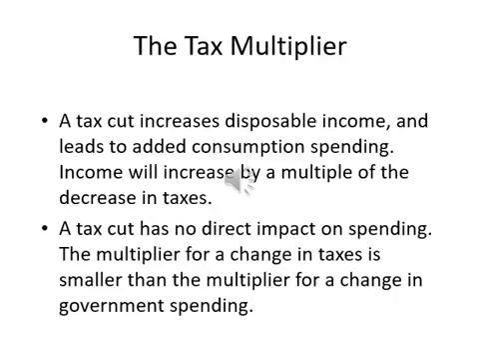A tax cut increases disposable income, and leads to added consumption spending. Income will increase by a multiple of the decrease in taxes. A tax cut has no direct impact on spending. The multiplier for a change in taxes is smaller than the multiplier for a change in government spending.